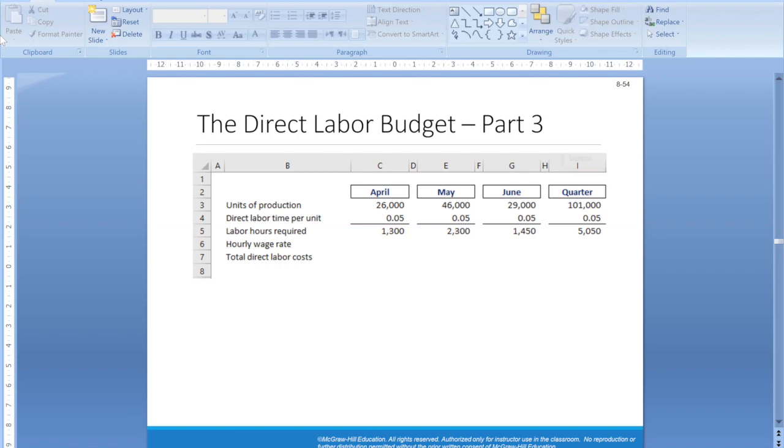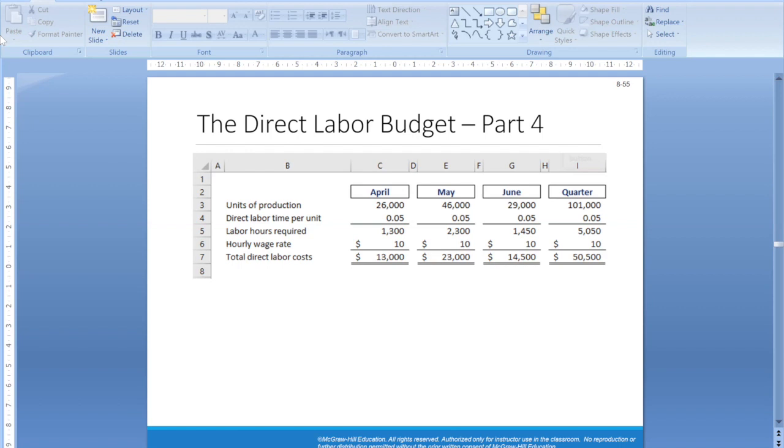So for April we need 26,000 units times 0.05. This will give you 1,300 labor hours required to produce the 26,000 units of April. So we need 1,300 hours for April. Multiply by the $10 hourly wage rate, and then we calculate the total direct labor costs, which is the answer for this budget.